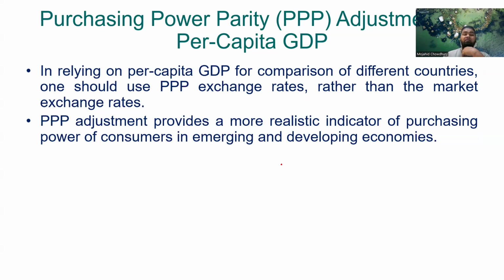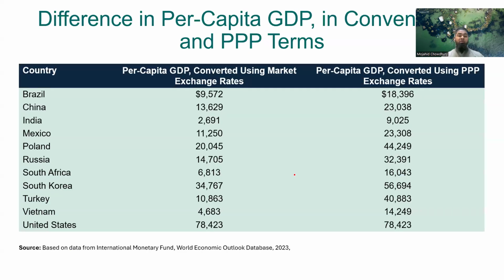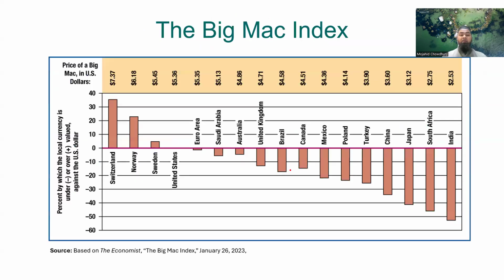So in that case, one should use purchasing power parity exchange rates rather than the exact market rates, because market rates are not adjusted and do not give the adjusted figure. Purchasing power parity adjustment provides a more realistic indicator of the purchasing power of consumers in emerging and developing countries. Here is the difference between per capita GDP normal and per capita GDP PPP adjusted figure.